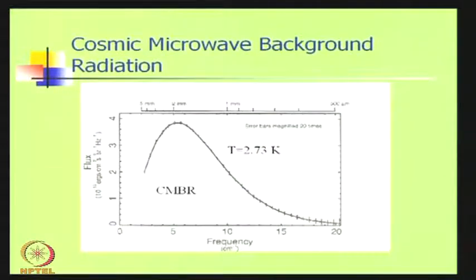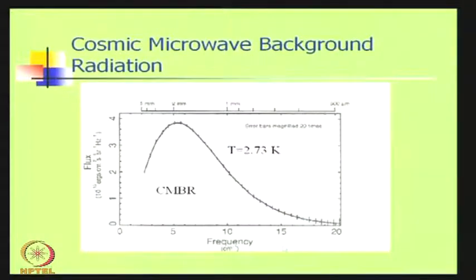Notice that the peak occurs at around 2 millimeters. That is where the peak of this spectrum occurs, and here you have the frequency in units of centimeter inverse. So this is the cosmic microwave background radiation.